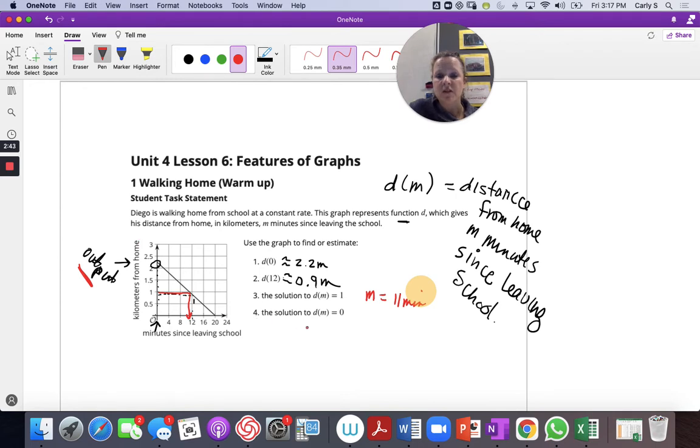And how about the solution to d of m equals 0? So there we know the output is 0. We need to trace this to the graph and find the input. So at minute 20, our distance from home is 0. That means it took him 20 minutes to get home from school. Number 3 means at minute 11, the distance from home is 1 kilometer. Okay, that's that. Let's move on.